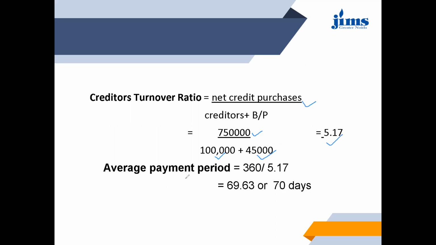Now we can calculate the average payment period, that is 360 days divided by 5.17 times. So it comes as 69.63 days. So either we have to take 69 days or 70. We cannot take the days in points. So we have rounded off to the 70 days.